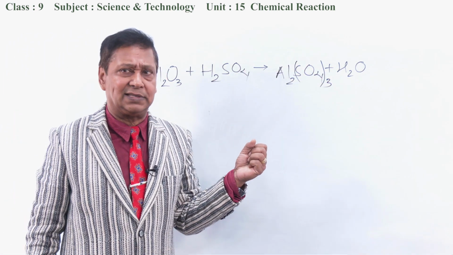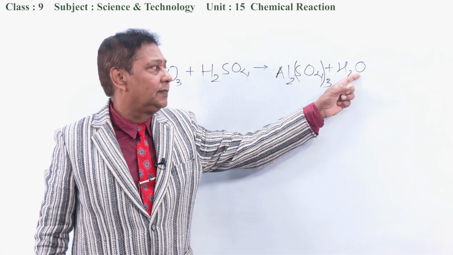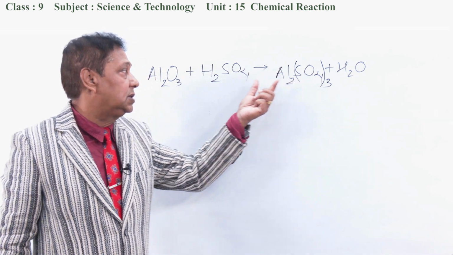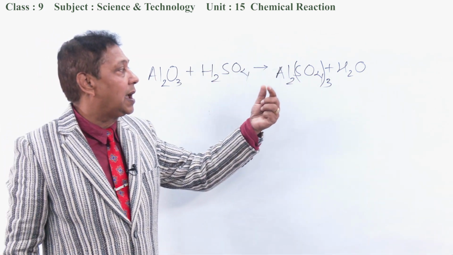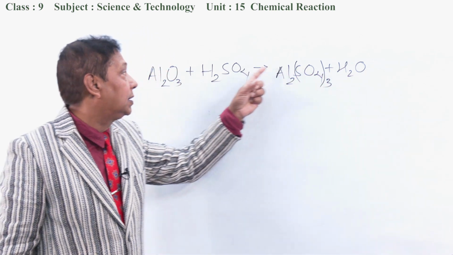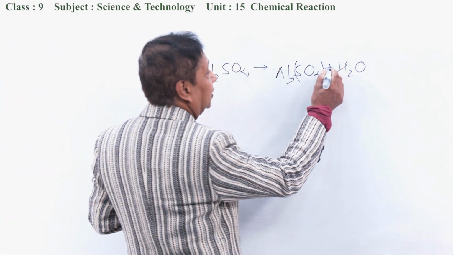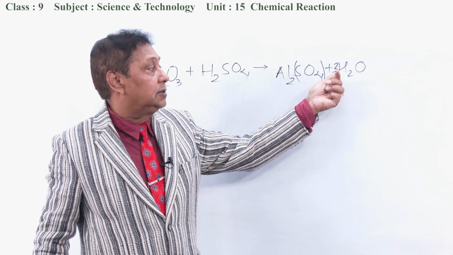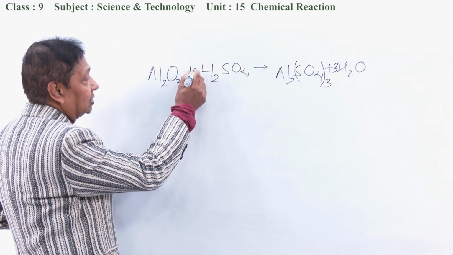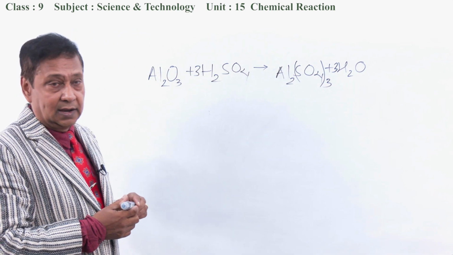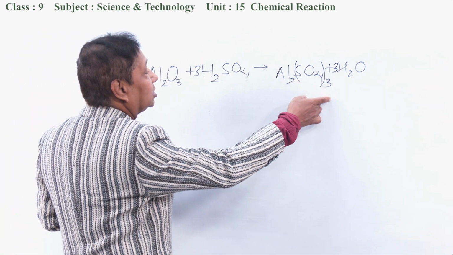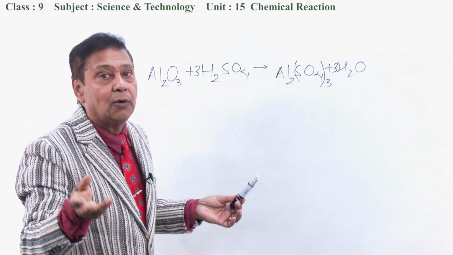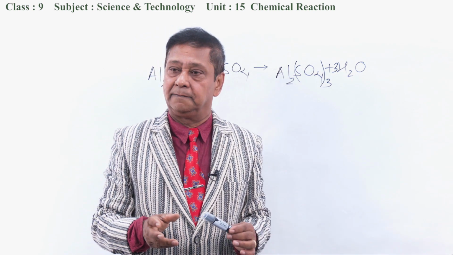But how to balance this? Oxygen 1. I'm not counting this oxygen because sulfate is present on both sides. That's why I'll count sulfate. Oxygen 1, here it is 3. That's why if we take 3 here, then oxygen is balanced. What about hydrogen? 3 2s are 6. Here 2. That's why if I take 3 here, it is balanced now. Sulfate is 3, sulfate is 3. Aluminium 2, aluminium 2. This is now a balanced chemical equation.